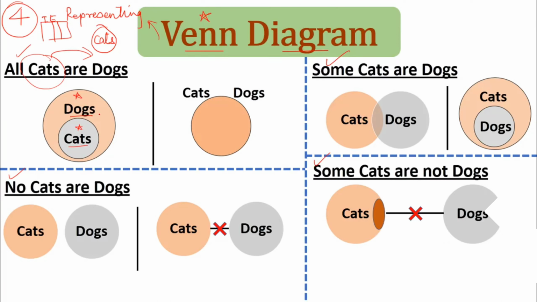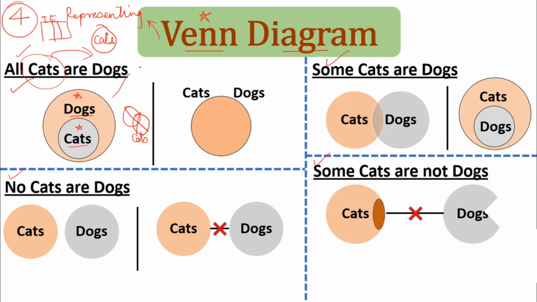Now there is another way to represent this. This is, see, very easy. The dogs have eaten all the cats, and so now cats have become a part of dogs, right? Now there is no part of cats outside the dogs. Please remember, if any part comes outside, the sentence will not hold true. If you have it like this, with the cats coming outside, then it is not all cats are dogs. So remember, the entire circle of cats is inside the dogs.